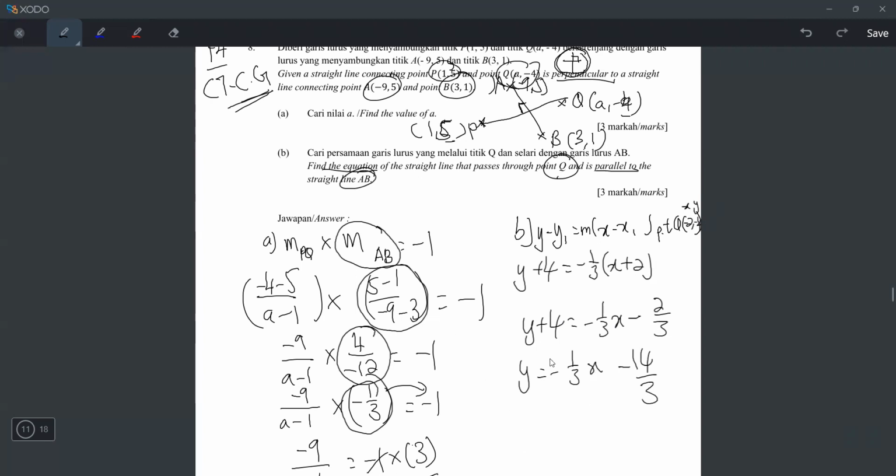Okay, but of course, you can take everything times 3 also. Times 3, this one times 3 is -x, and times 3 is -14. So this and this are correct. But if you stop here, it's also good enough already. Okay, so let's check the answer. -1 over 3. Okay, correct.